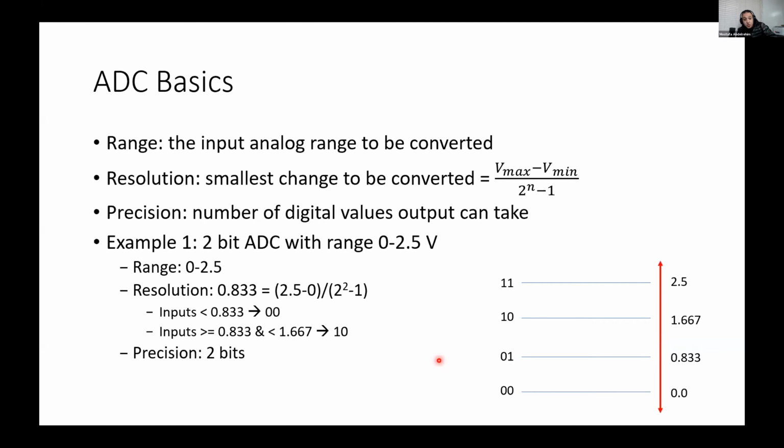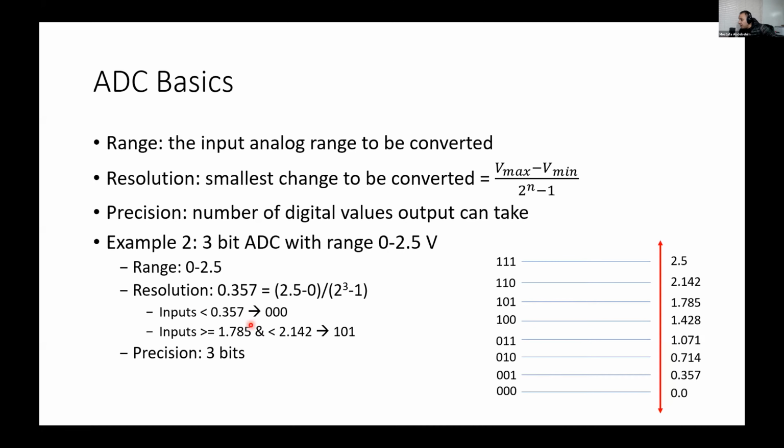the conversion works. That's why the resolution is very important, because as you see here, guys, the minimum voltage that we can sense is 0.833, which is big compared to 2.5, the maximum range. So the error is big as well. Okay. The more levels you have, the more accurate you are.